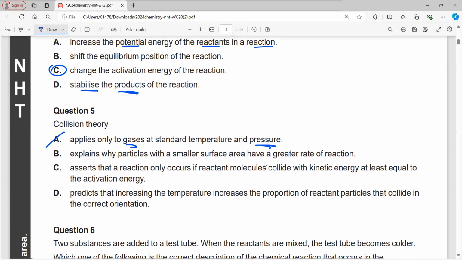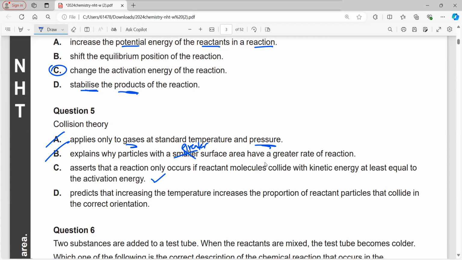Explains why particles with a small surface area have a greater rate of reaction. So it's not small surface area, it's actually greater surface area, okay? When we have substances with a greater surface area, they have a greater rate of reaction, so that's wrong. Asserts that a reaction only occurs if reactive molecules collide with a kinetic energy at least equal to the activation energy, so that is right? And a reaction can only occur if that occurs.